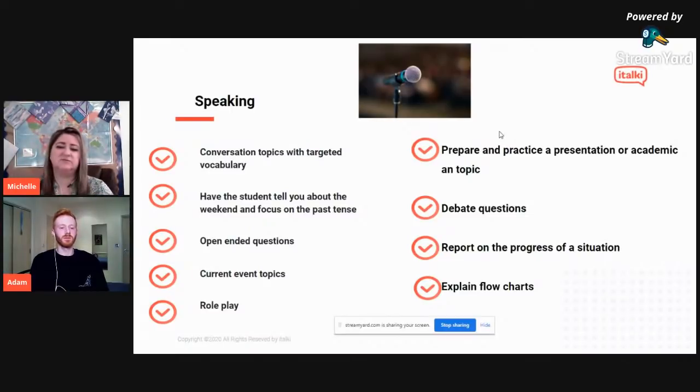Which blends into the next one: prepare and practice a presentation or academic topic. An academic presentation would be really about obviously anything academic. Maybe a student has to give a presentation in the physics area. So if that does happen, what I do like to ask is the parameters. How long is this presentation supposed to be? So I'll keep track, because if it turns out to be 20 minutes and it was only supposed to be 5, then I'll let them know that. I'll check on that. Also, are they supposed to give a general overview?